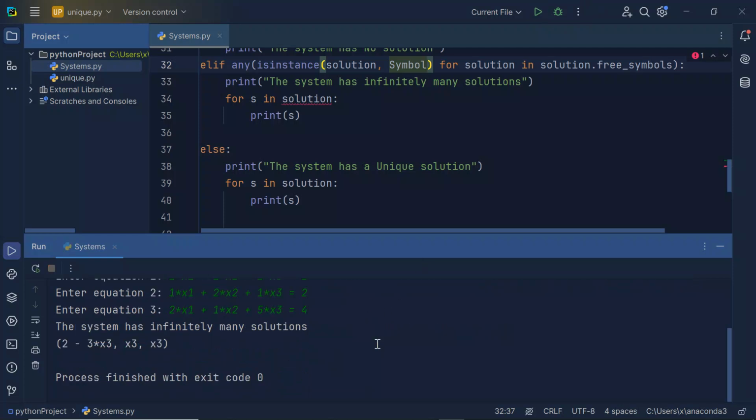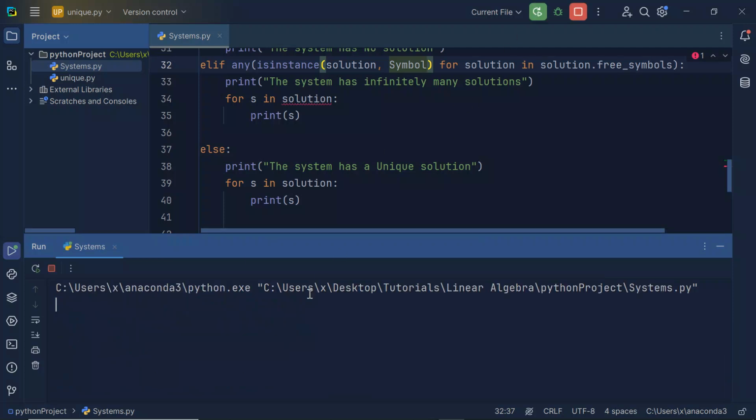If I hit enter, we have the system has infinitely many solutions, and this is the solution. We have x1 equal to 2 minus 3x3, x2 equal to x3, and x3 is still x3. So x3 here is a free variable. You can choose anything to represent that, and that is your solution. So before you even start with row reduced echelon form, you already have a solution to the system using this Python code.